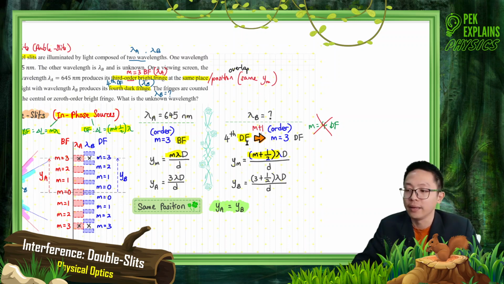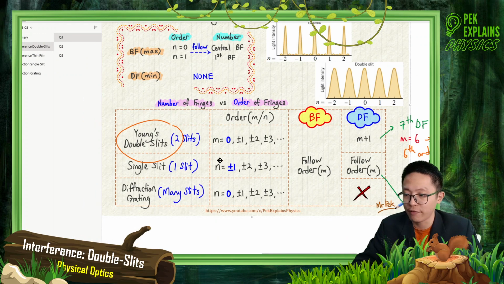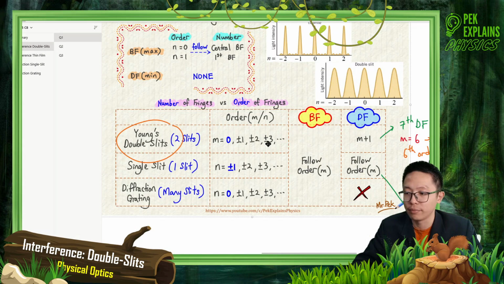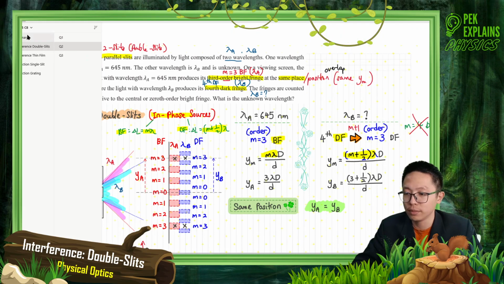Okay? But the bright fringe follows order. You see that? Look at the bright fringe. The double slit bright fringe follows order. Only the dark fringe is M+1. So for double slit, the bright fringe follows order. So what is meant by follow order?